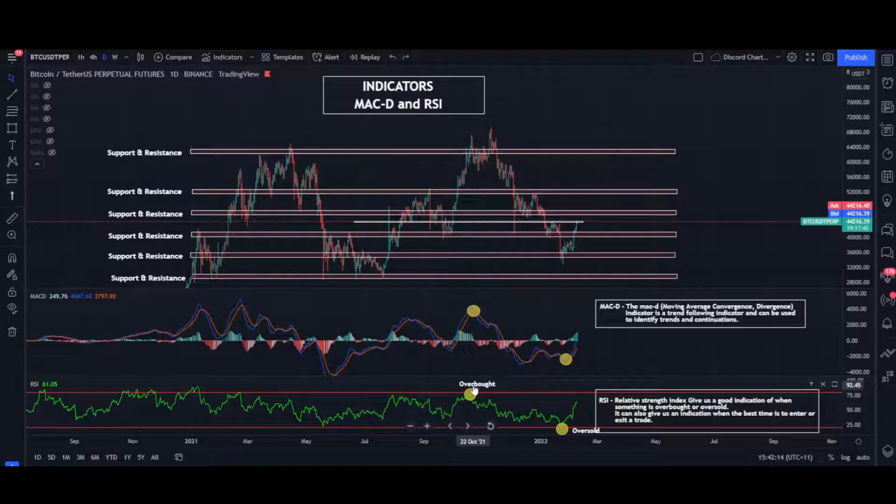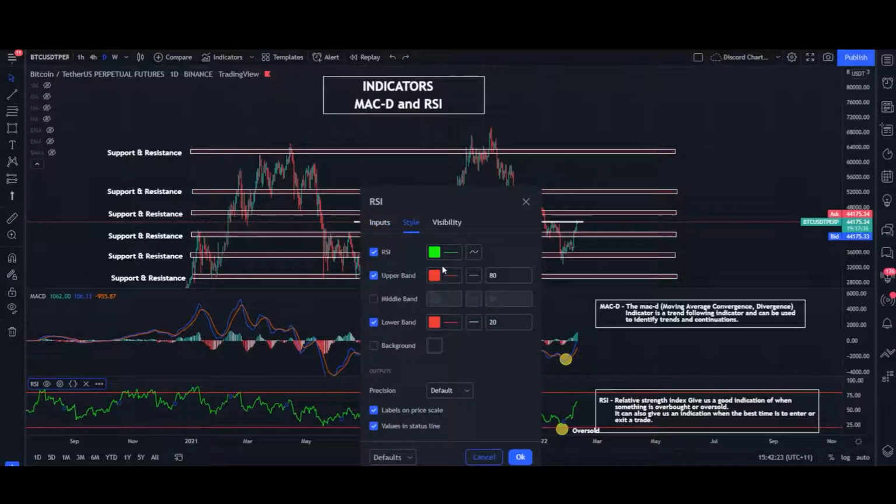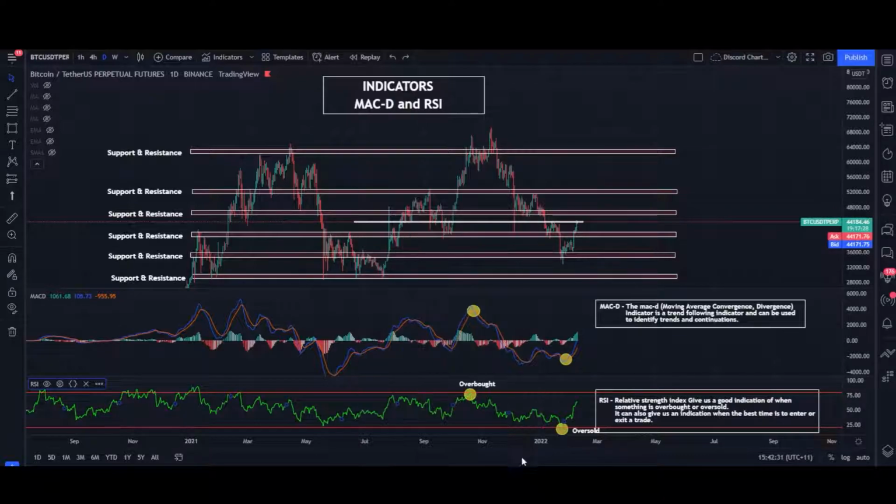To get these oversold and overbought lines onto your diagram, you can click on the settings tool there. Always have it on 14. You can go to the style. I have the upper band on a red on 80 and the lower band red on a 20, and then the RSI on the dark green. So I know anytime price action of this green line hits the top of this red line, I'm looking to sell a position. Alternatively, when I'm at the bottom of this red line, I'm looking to buy a position.